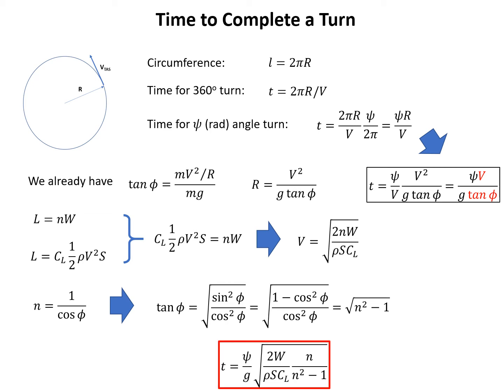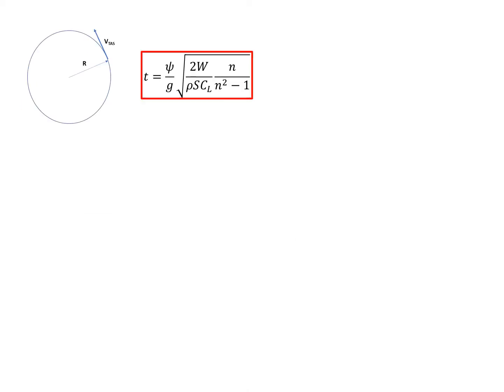So eventually we know the time used to complete a 360-degree turn can be calculated with this equation in the red box. Instead of calculating through r and v, now we replace the r and v with n, the load factor, the weight, and also CL, which can be easily accessed. Okay, so I pasted the answer in here.